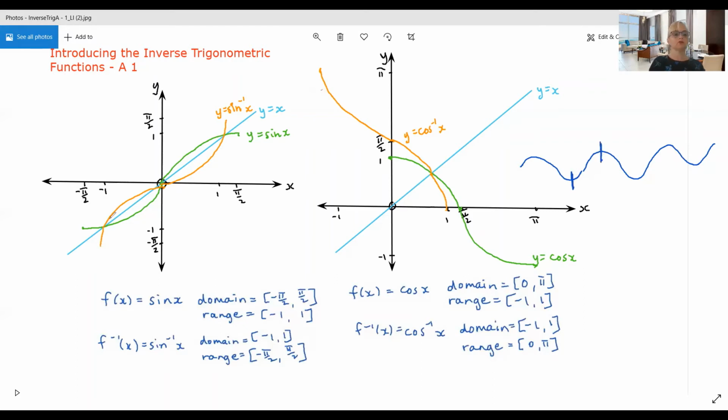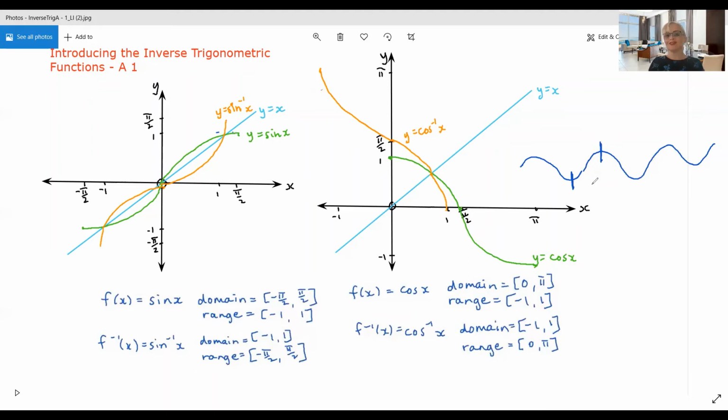So here I've drawn our y equals sine of x in green, all right? So when x is negative pi on 2, y is negative 1. When x is 0, y is 0, of course. When x is pi on 2, y is 1. That's our original function there. So we've restricted our domain.